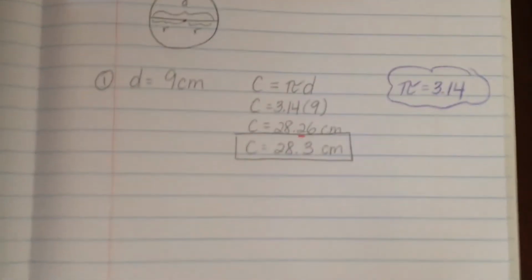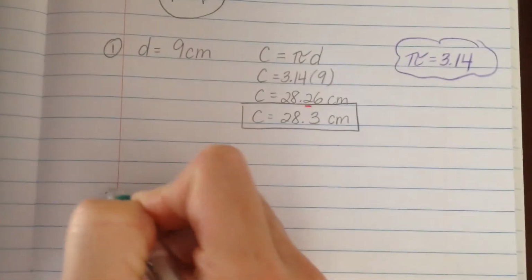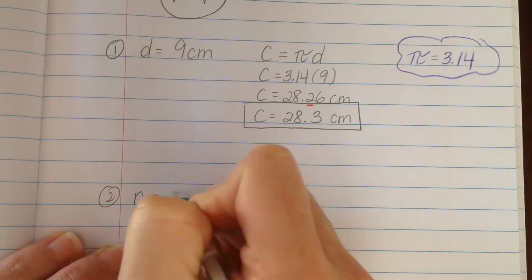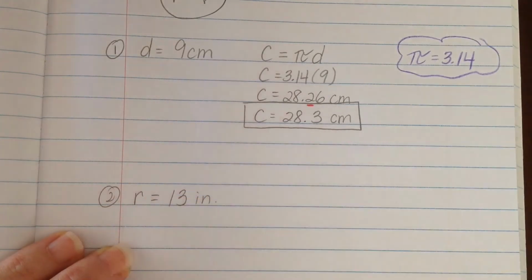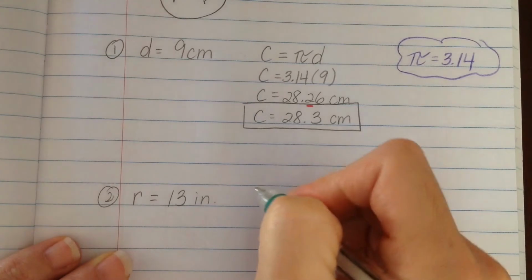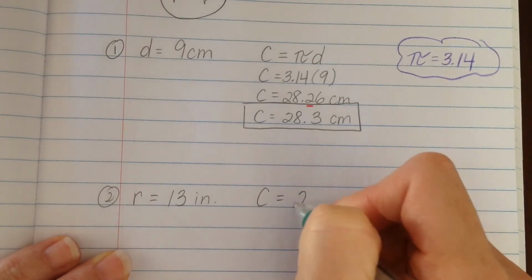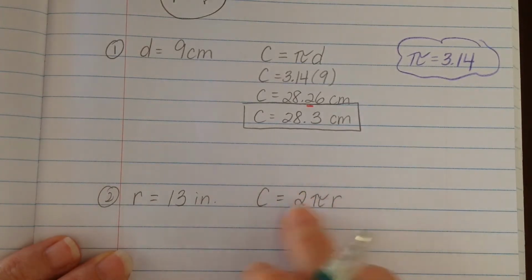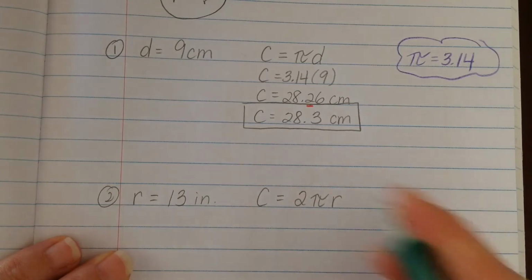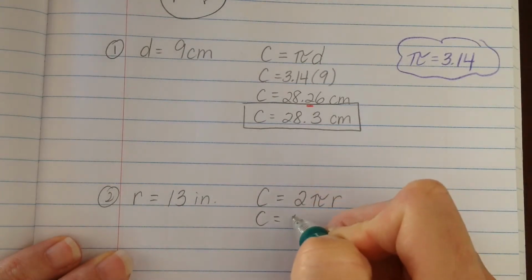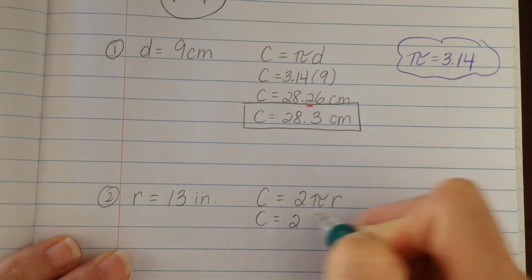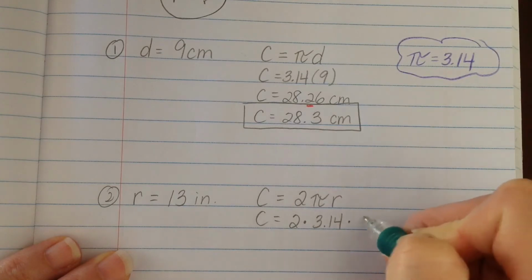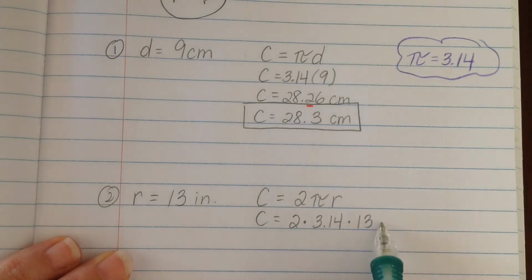All right, let's do another example. If you are given a radius, so let's say now we have a radius that equals 13 inches. All right, if the radius is 13, then I'm going to use the formula 2 pi r, right? Because we need 2 radiuses to make 1 diameter. So I'm going to just substitute my values in. It's going to be 2, all of this is multiplication, times 3.14 times the radius, which is 13. I just multiply these numbers together.